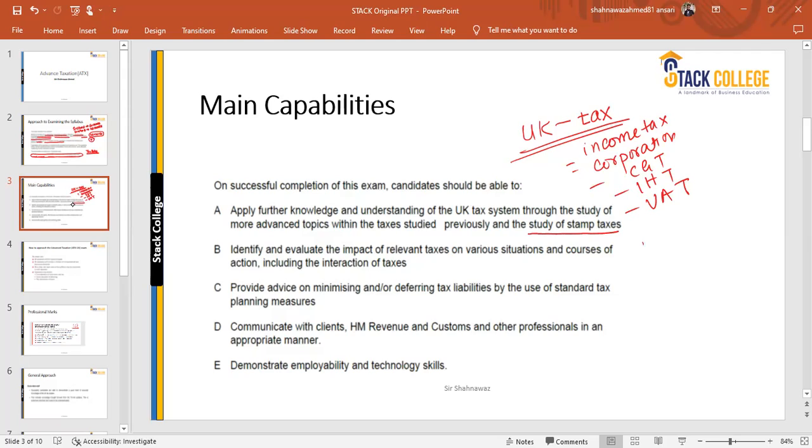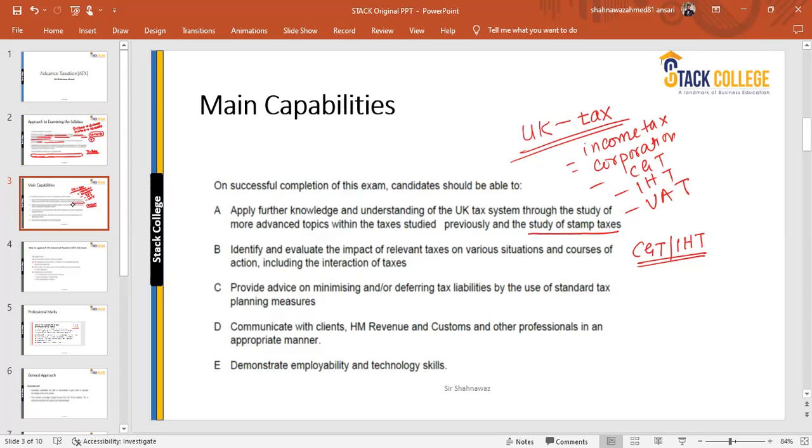And you also have to understand the different situations where different tax systems are interrelated. For example, there might be an interaction of CGT and IHT. There might be a situation where you are closing your unincorporated business and transferring that business into a company, and how that can be handled. Similarly, there are lots of exemptions and lots of tax reliefs.